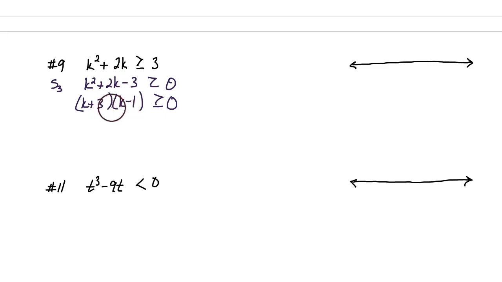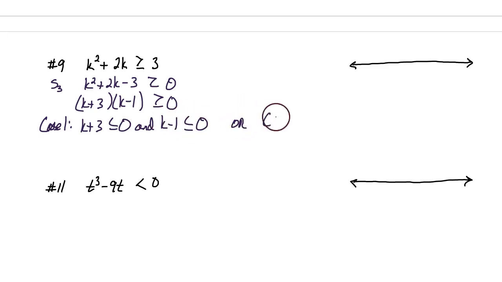We have two things multiplied together, and the result is greater than or equal to 0. Think of that as meaning positive. For two numbers to multiply together and end up greater than or equal to 0, both numbers must be negative or both numbers must be positive. So case number 1, maybe they're both less than or equal to 0. Or, case number 2, maybe they're both greater than or equal to 0.